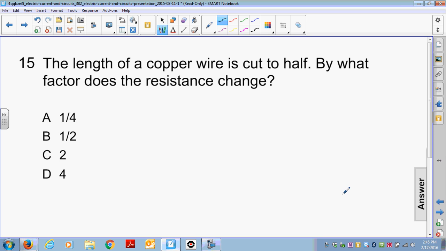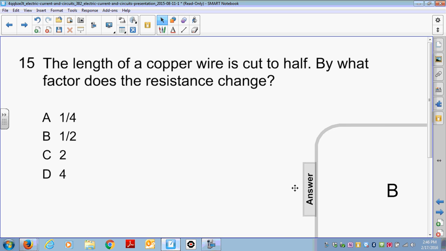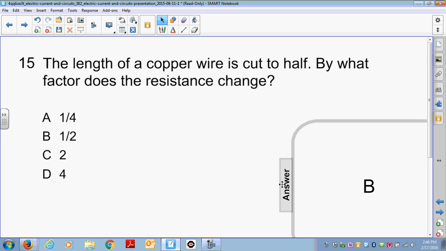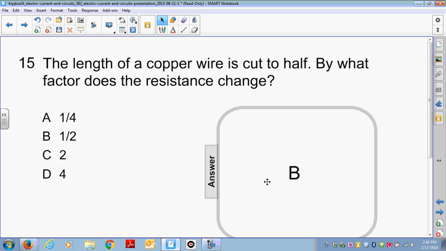The length of a copper wire is cut in half. By what factor does the resistance change? If you need to, pause the video now. Okay, so let's take a look. Hopefully you chose 1/2. The length is directly proportional to the resistance.